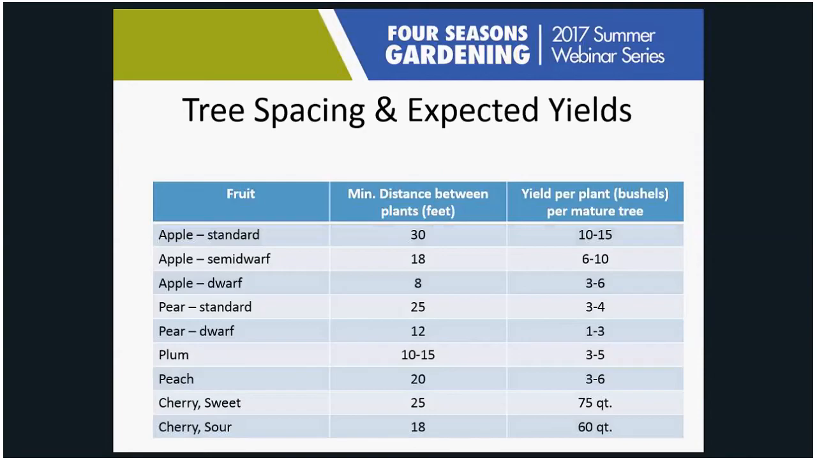Here we see tree spacing and expected yields. And so you can see that these trees do have a minimum distance that they need to have for you to establish them. A standard apple tree is a minimum of 30 feet, where a dwarf tree is only 8 feet apart. So you can have more trees potentially with the smaller sized dwarf trees, but they're still going to have the same kind of management for insects and diseases. And so we also have the typical yield on this chart of about how many bushels, or in the case of cherries, how many quarts you would yield.